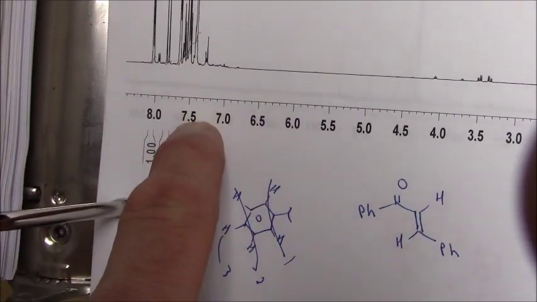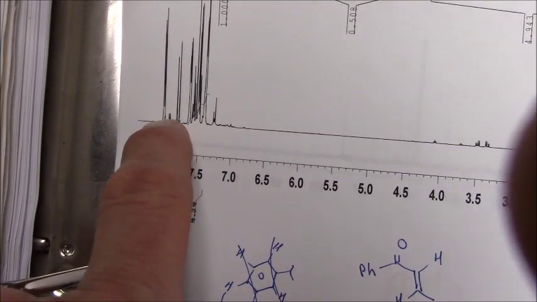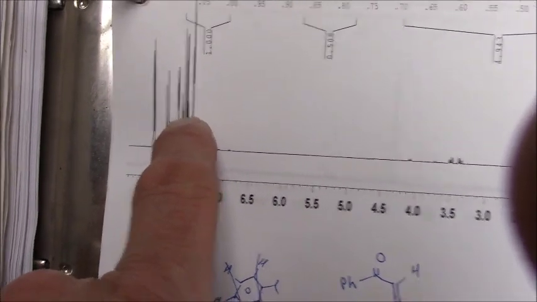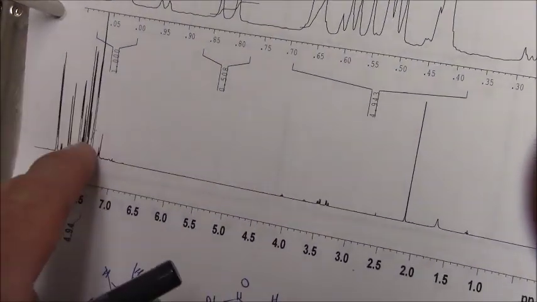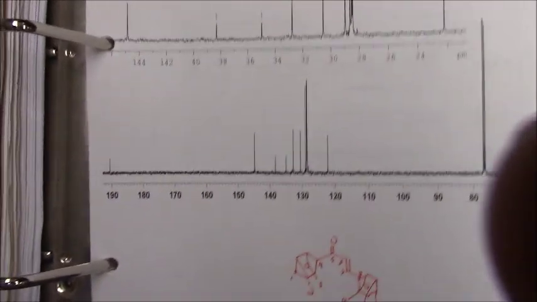But notice how you're only seeing something between 7.2 and 8 for the most part. Right? This was an expanded blow up of it. So basically for ours, you can circle it and call it aromatic H's. That's about it. The C13, now this is different.